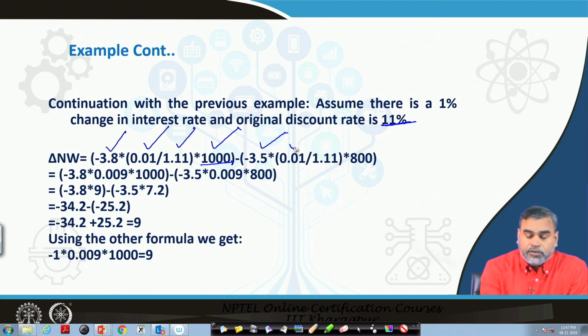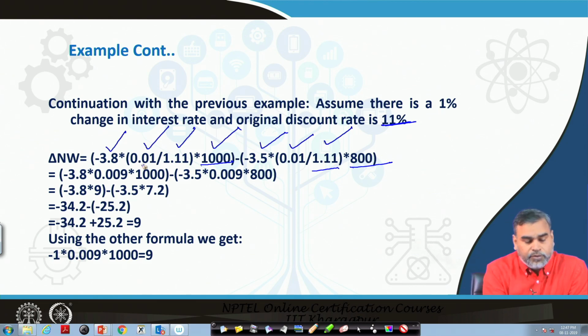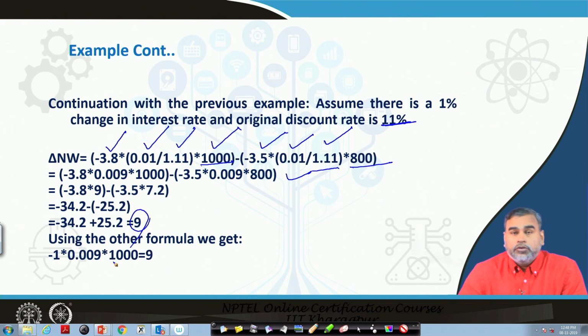Same thing, delta I is equal to 1%, 1 plus I is equal to 1.11, and the liabilities we have considered are 800, apart from the equity. Then we get minus 3.8 into 0.01 by 1.11 into 1000 minus this, and finally we get 9. Your net worth will change by 9 million rupees if your interest rate changes by 1%. Depending on whether it increases or decreases, your net worth will also increase or decrease.